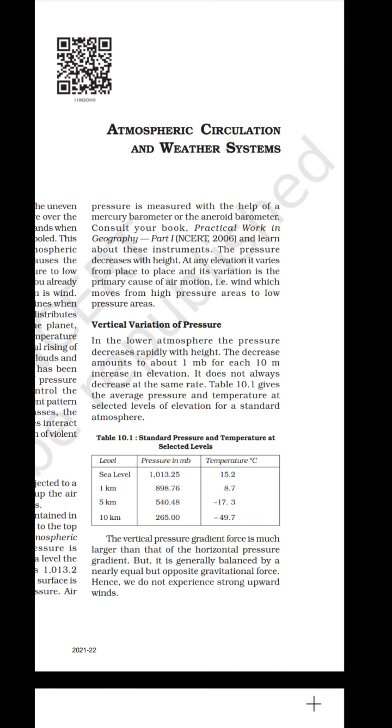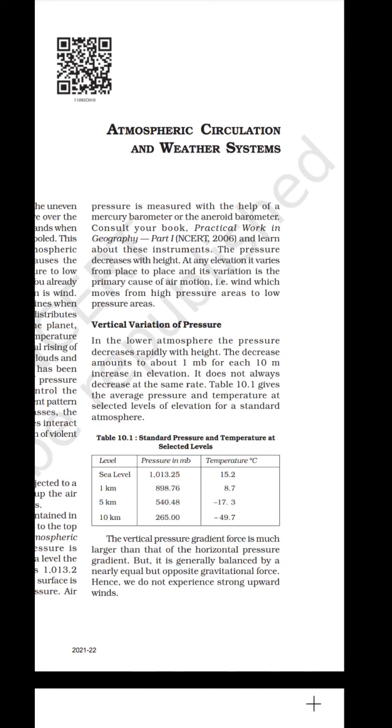The pressure decreases with the height. At any elevation, it varies from place to place, and its variation is the primary cause of air motion, that is, wind, which moves from high pressure areas to low pressure areas.